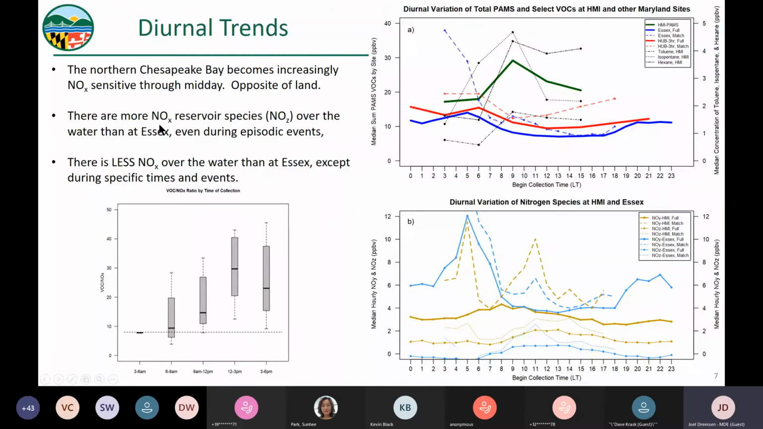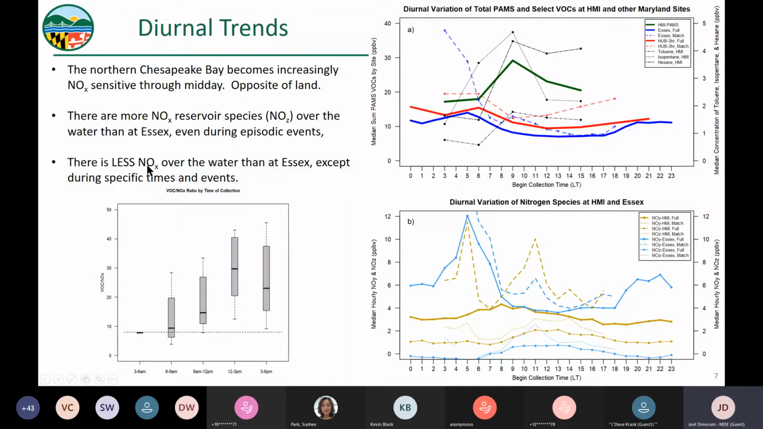There are more NOx reservoir species. So I'm talking about NOZ, so NOY minus NOx, the reservoir species over the water than at Essex, even during episodic events. I think that might make sense if we're talking about just a lot more VOCs present over the water than over the land. You can probably create a lot more reservoir species from that. And that's reflected here in the thin gold line compared to Essex. There's just always more NOZ over the water than over the land site.